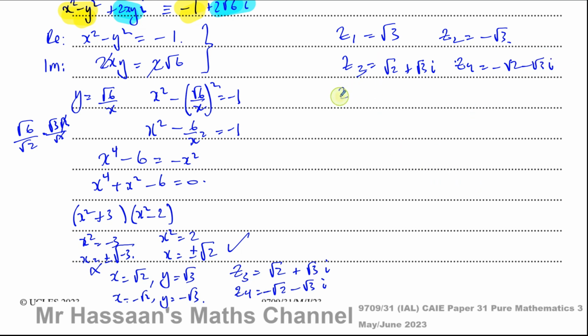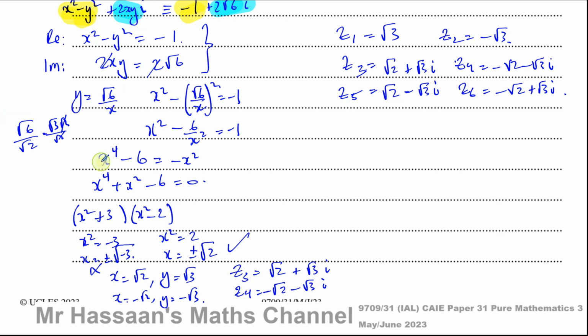But we know that there must be another root which is a conjugate of this root. That means there must be the same numbers but with the opposite sign between them, because complex roots always come in conjugate pairs. So z6 must be minus root 2 plus root 3i. So these are our six roots.